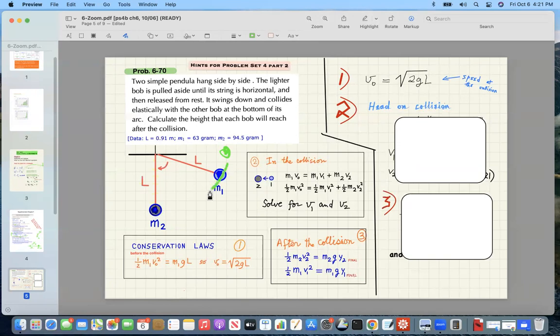So it's swinging down here. And it's going to swing down. They have the same length. So they will undergo a one-dimensional collision. And we'll assume it's elastic. So these bobs are, I don't know, made of steel or something.